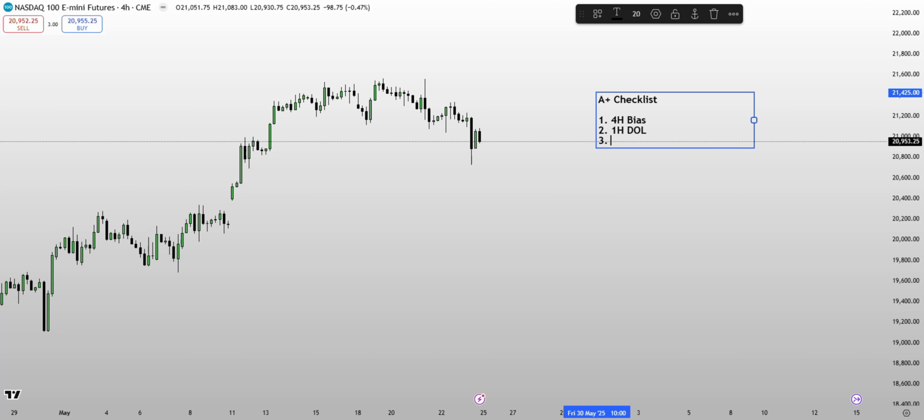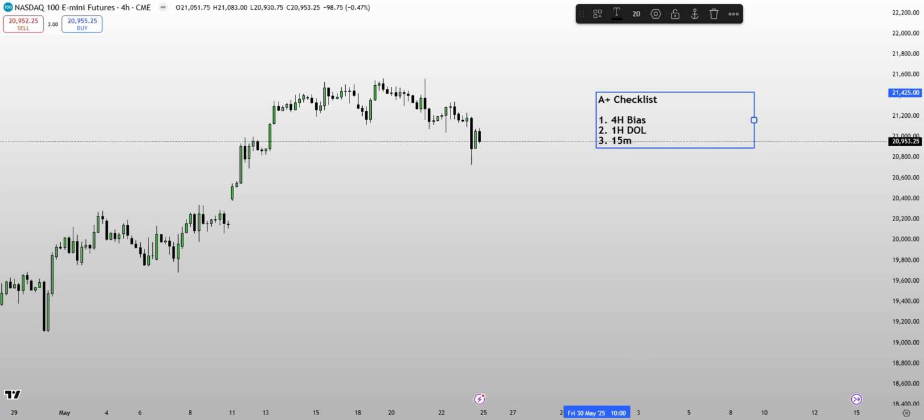What is price showing? What's the delivery? Is it consistent with the 4-hour? What's being respected, disrespected, and so on? Where is price likely going to gravitate towards? Where is the draw? And then from that point, you move on to step 3.